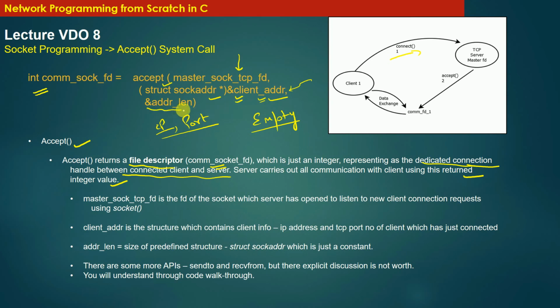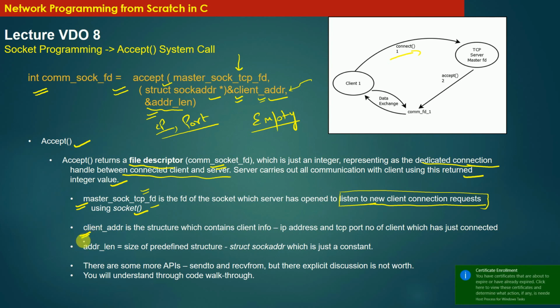The third argument to the accept system call is actually a constant value. So this is the synopsis of accept system call. So let us have a formal look of the arguments that is passed to the accept system call. The master socket TCP file descriptor is the file descriptor of the socket which server has opened to listen to new client connection request. And this master socket file descriptor was created using socket system call. So remember, the purpose of master socket file descriptor is to listen to new client connection request from new clients.